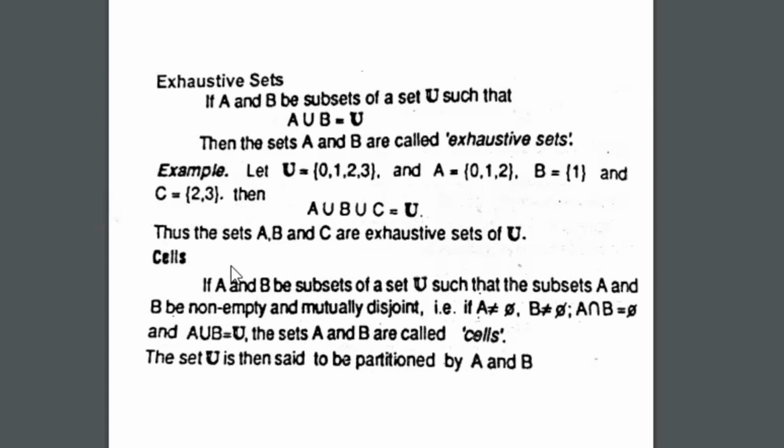Here another one is complementary sets. If A and B are subsets of set U such that A and B are non-empty and mutually disjoint, so A is not equal to the null set and B is not equal to the null set, but A intersection B is equal to the null set and A union B is equal to U, then the sets A and B are called complementary sets.